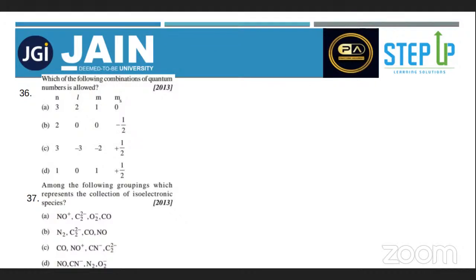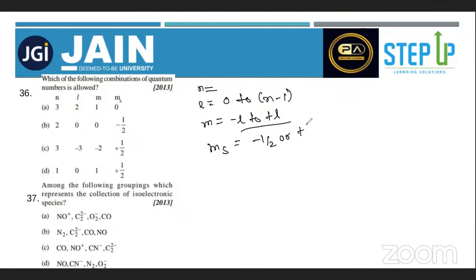Answer is D. Okay, let's check. When I'm talking about n, the first thing you're supposed to know is that based on the n value, the L value will go from 0 to n minus 1. Any value in between is acceptable. The m value goes from minus L to plus L. Anything in this range is acceptable. And the spin quantum number can only be minus half or plus half.